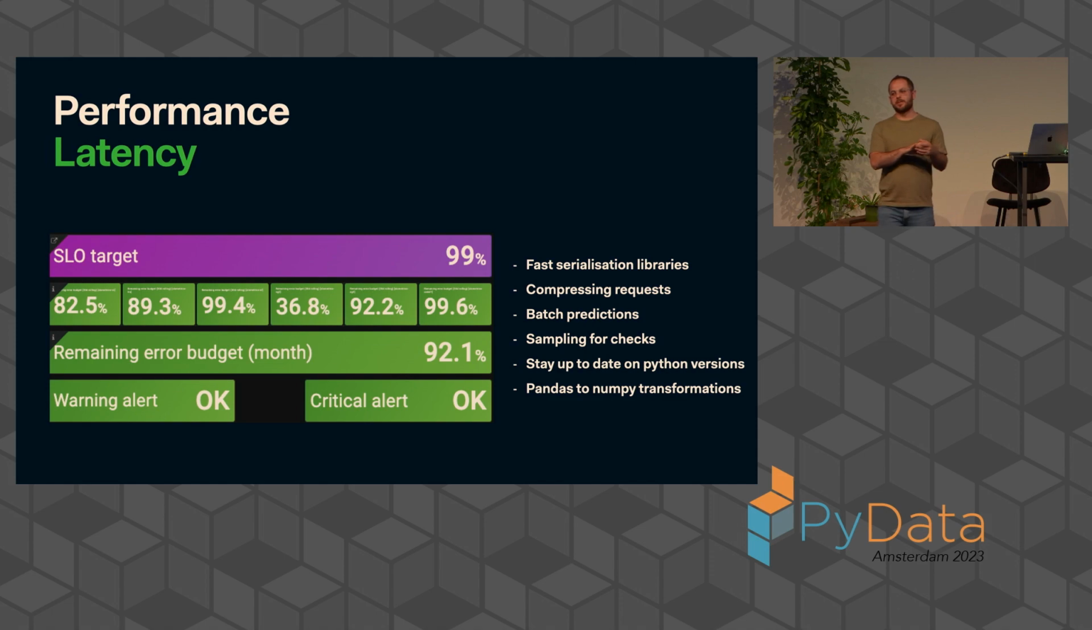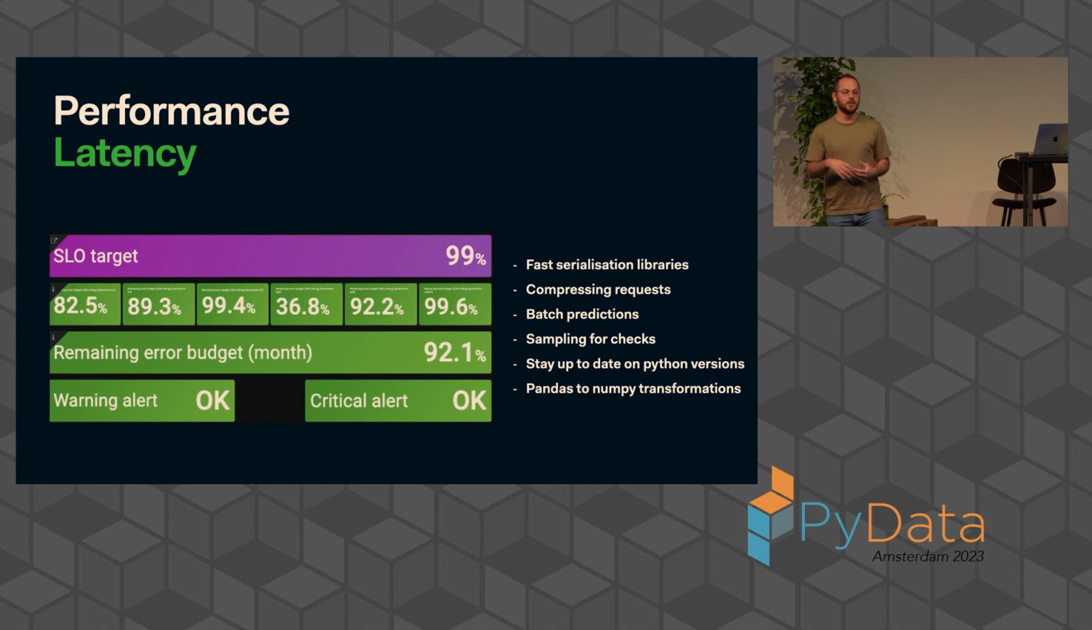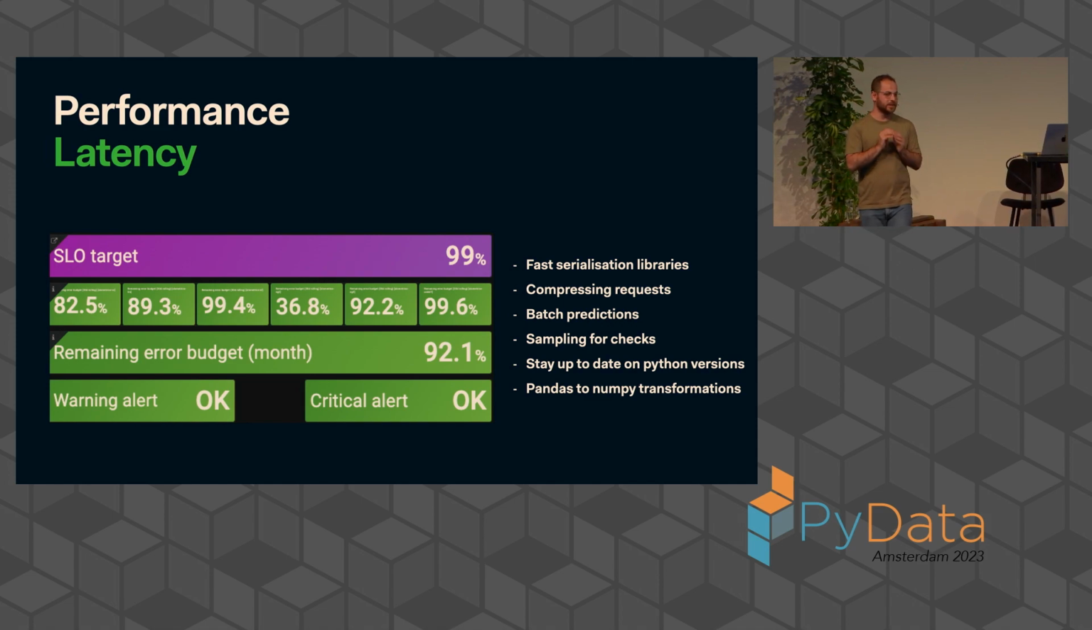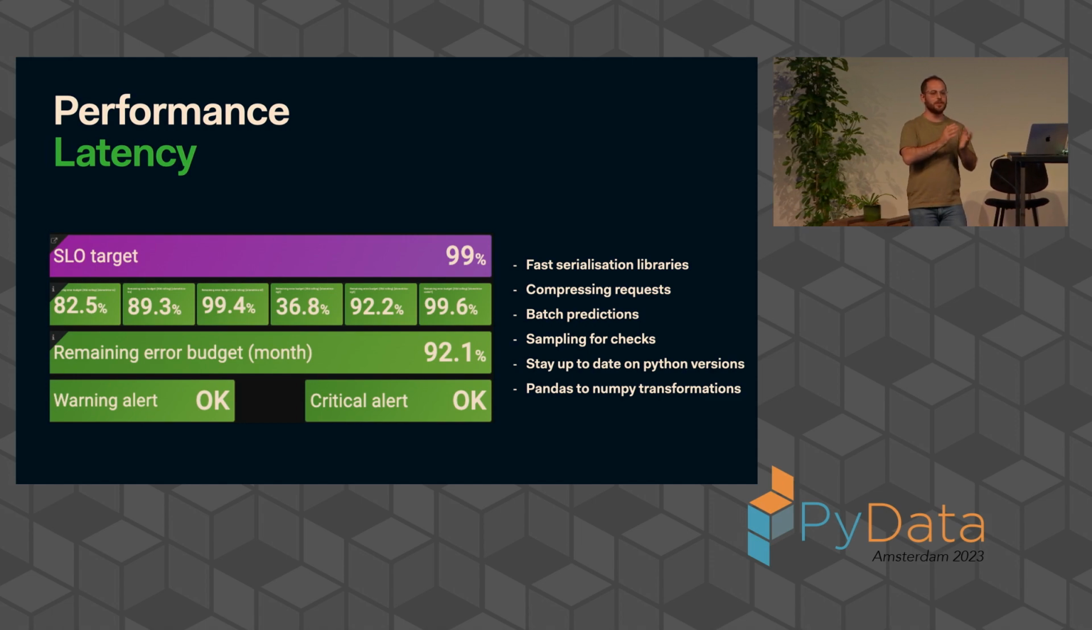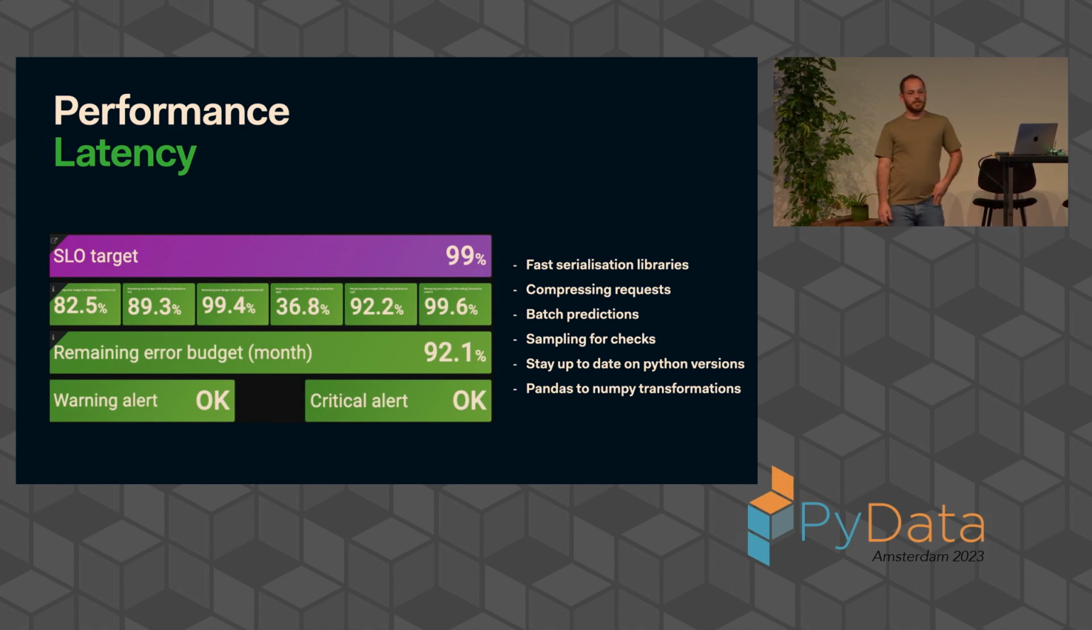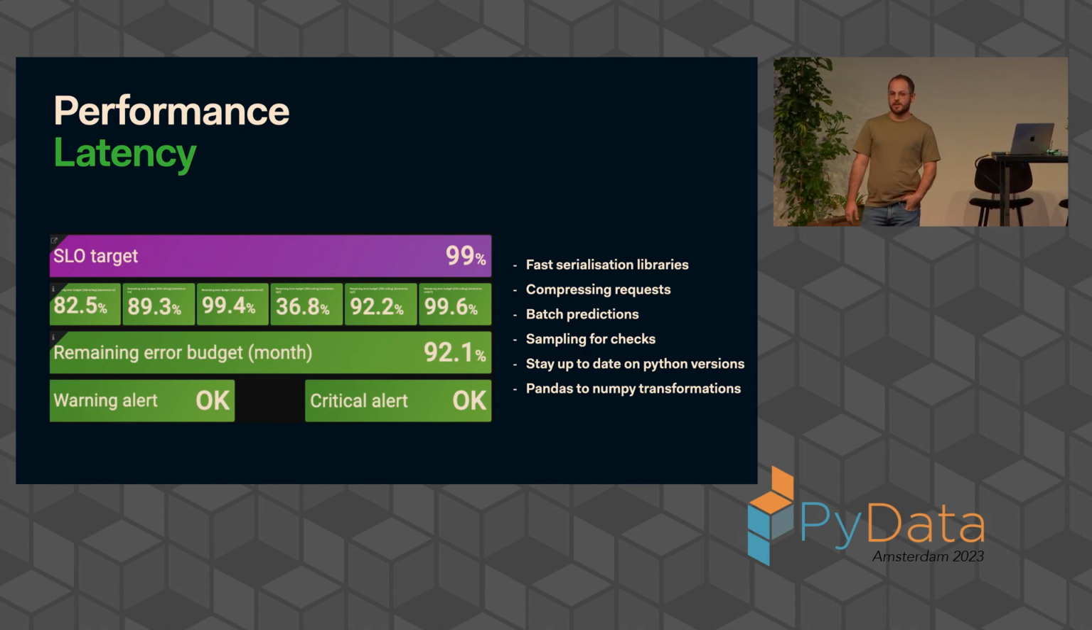Compressing requests is something that is useful when you have a huge request. When your request is very big, you don't want to pass it over the network the way it is. Compressing it and sending it over the network might be faster than sending it raw, because the time it takes to compress and decompress is less than the time it takes to ship this over the network. Multiply this by billions of requests, and you get a lot of savings. Batch predictions is also very interesting.